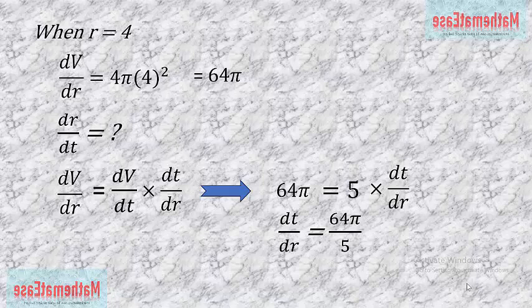You remember that I said dt/dr cannot be mentioned in the question. What we have is dr/dt. Therefore, we need to find the reciprocal of this, which will give us 5 over 64π. You can leave your answer like this, or you can write it in decimal, which is approximately 0.25 meters per second.